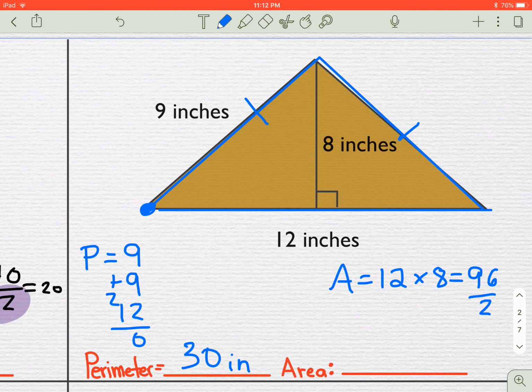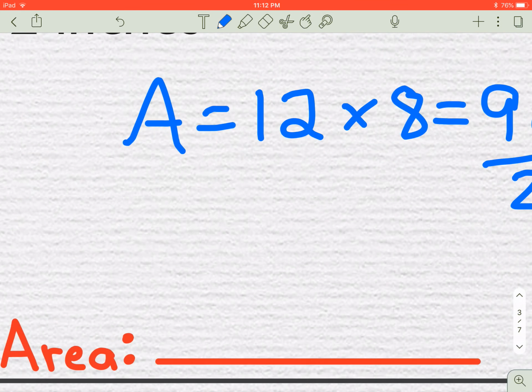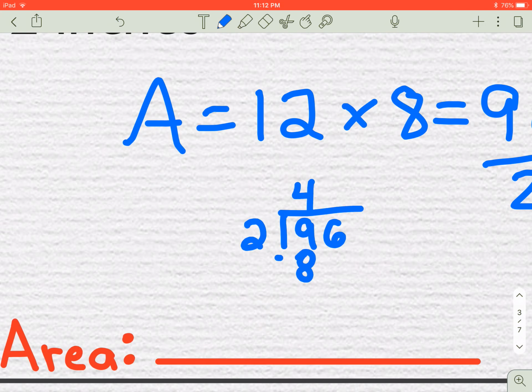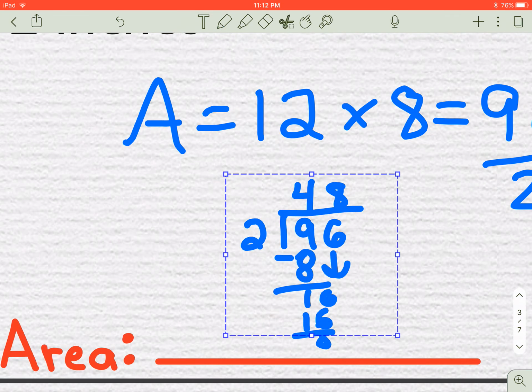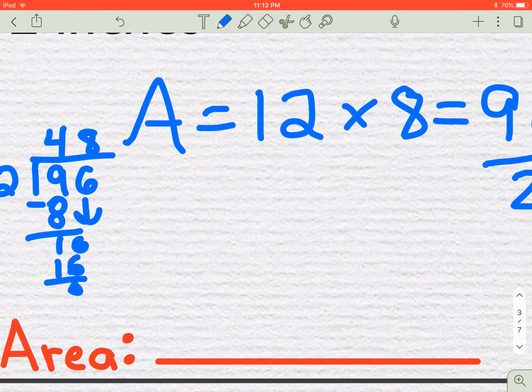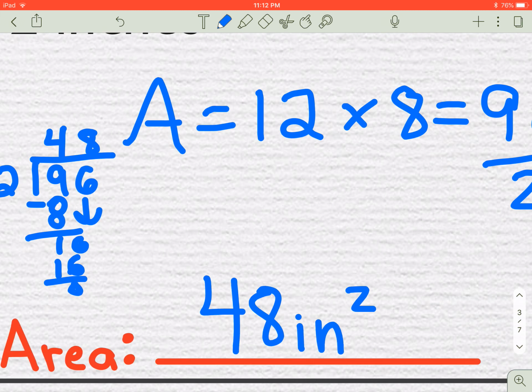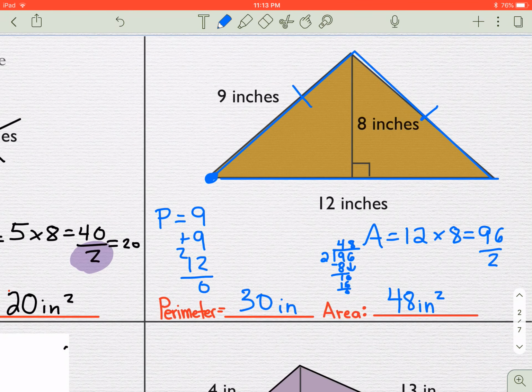And 96, I'm going to zoom in for a second. 96 divided by 2 would be 4, 8. Carry my 1, bring down my 6, 18, 0. Move that out of the way a little bit. So my answer would be 48 inches squared. So that is the area of the second shape.